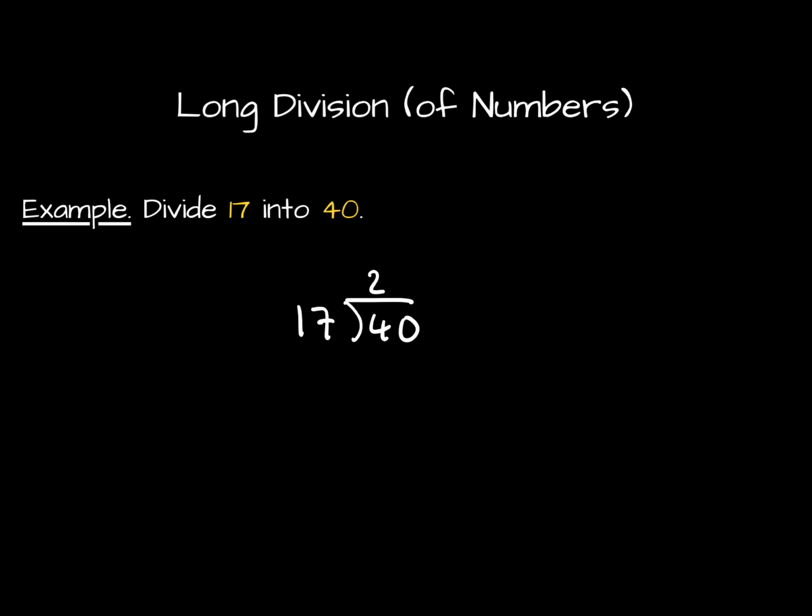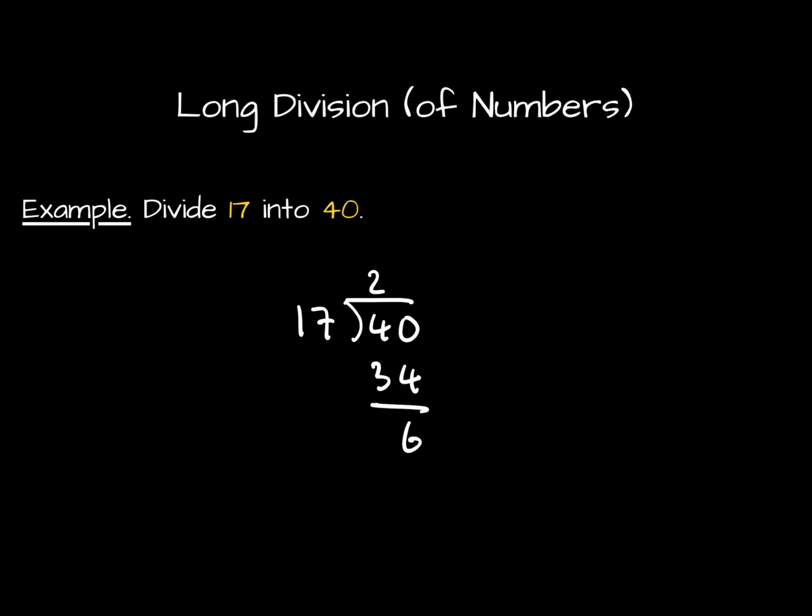Next, we multiply 17 by 2. That gives us 34, and we write that right below the number 40 and subtract. 40 minus 34 is 6. And now we once again ask the question, well, how many times does 17 go into 6? And this time, it doesn't go in at all. So 6 becomes our remainder.